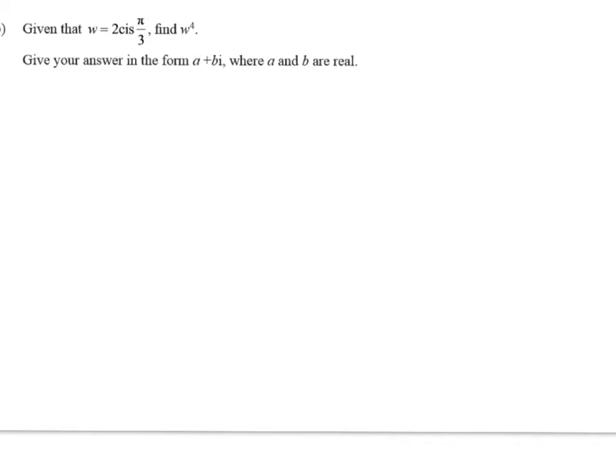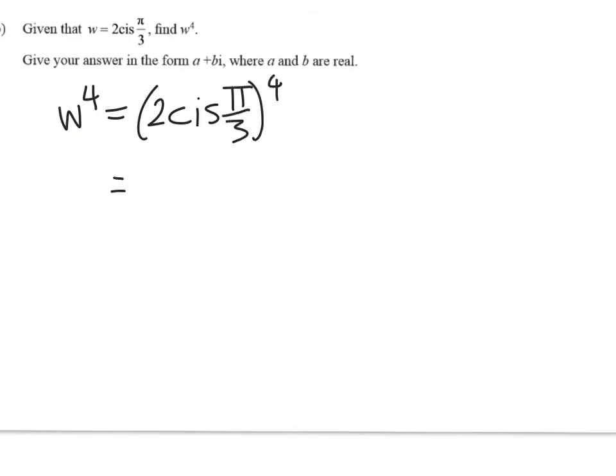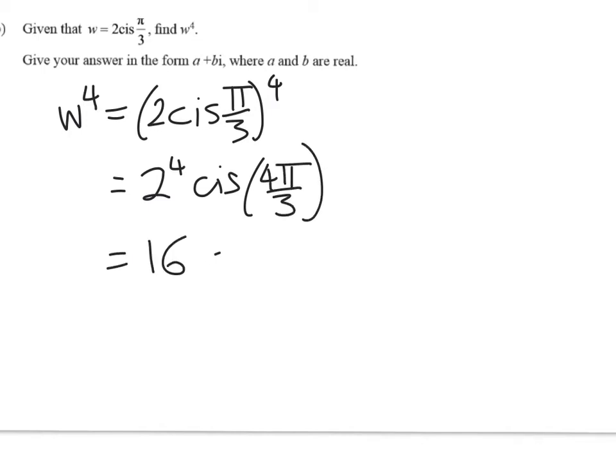Okay, so w is equal to 2 cis pi on 3. We're asked to find w to the power of 4. So we're going to use de Moivre's theorem to do that. And that tells me that the modulus is 2 to the power of 4, and the argument will be 4 pi on 3. And so that's 16. So this is 4 pi on 3.